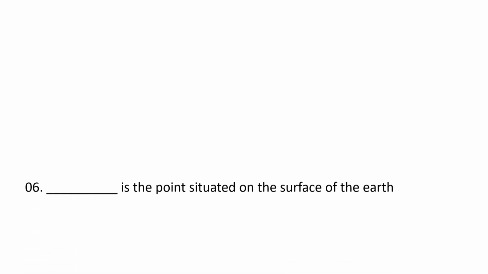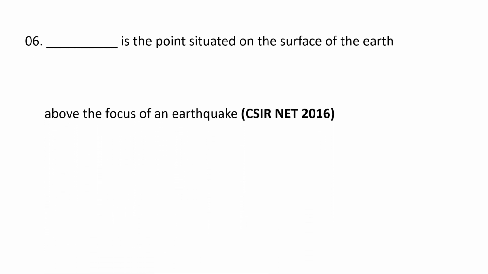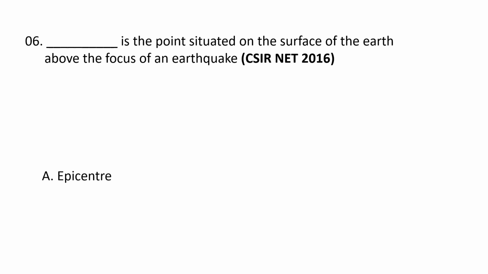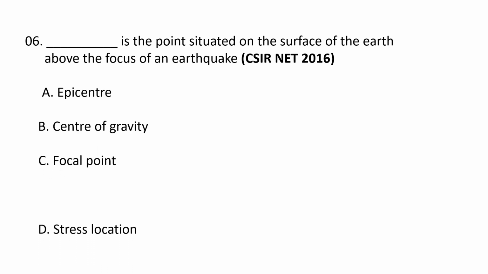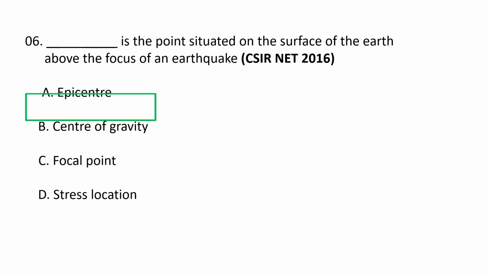Next question. Which is the point situated on the surface of the earth above the focus of an earthquake? The choices are A. Epicenter, B. Center of gravity, C. Focal point and D. Stress location. The correct option goes as A. Epicenter. The point on the surface of the earth directly above the focus or hypocenter of an earthquake is called the epicenter. This location generally experiences the most intense shaking and surface damage. So epicenter is the point situated on the surface of the earth above the focus of an earthquake.